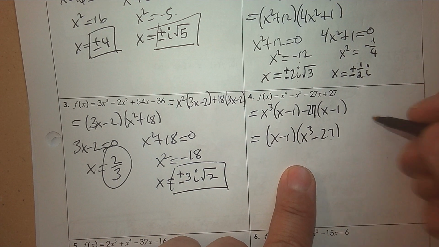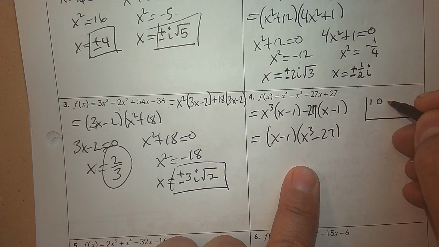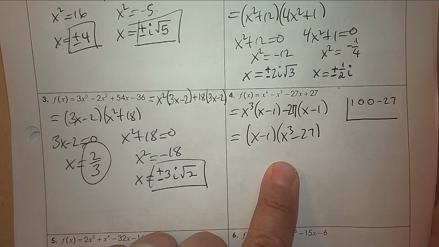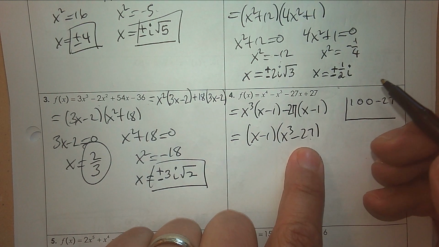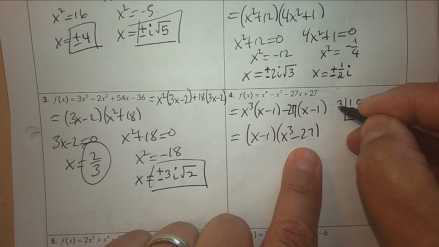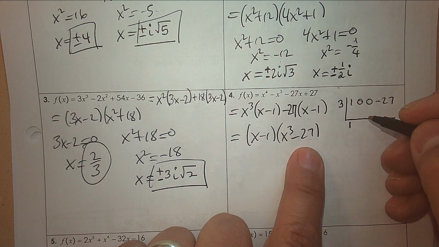So I'm going to do synthetic division with 1, 0, 0, negative 27. And the cube root of 27 is 3. So I'm going to use 3. 3 times 3 times 3. And I'm going to use the cube root of that number and divide.